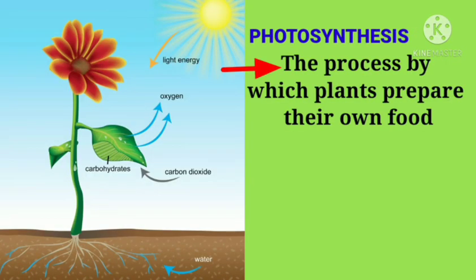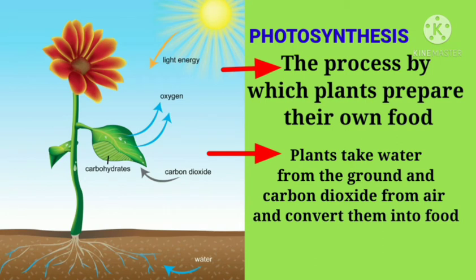Photosynthesis. It is the process by which plants prepare their own food. Plants take water from the ground and carbon dioxide from air and convert them into food. This happens with the help of sunlight and chlorophyll. Chlorophyll is the green colored substance present in the leaves.